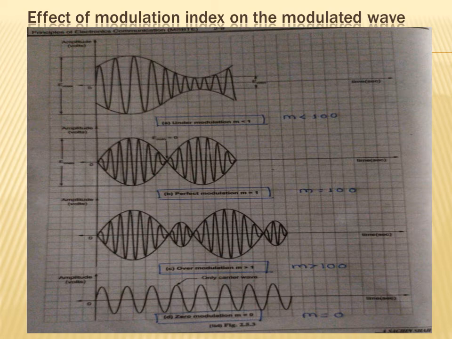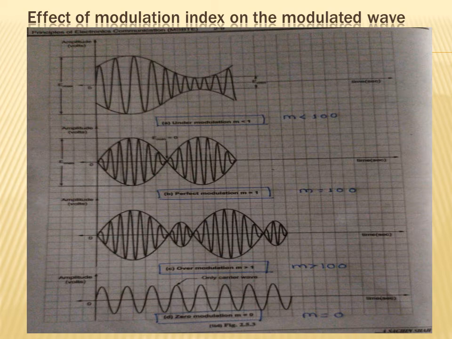When this condition happens, the modulation index is less than 1, that is less than 100%. When Em is less than Ec, the modulation index M is less than 1, that is M is less than 100%. In this case, distortion does not take place.